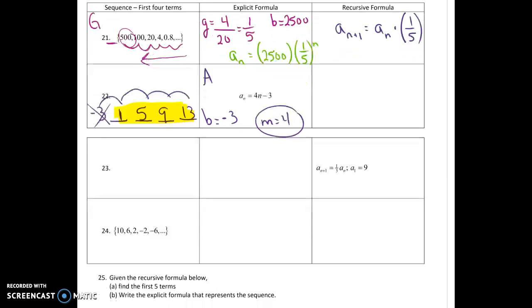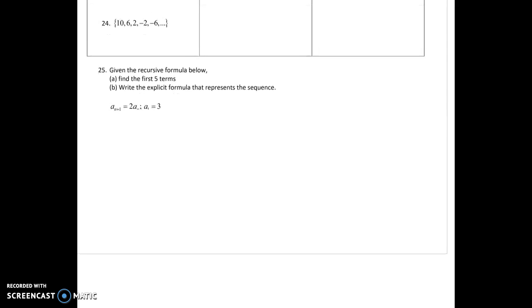All right, moving on. Based on 25, is this our last question? This is it. So based on the recursive formula below, you're going to give me the first 5 terms, and then we're going to write the explicit formula. So first I'm just going to come up with the first 5 terms. 1, 2, 3, 4, 5. Well, I know the first term, it's 3.